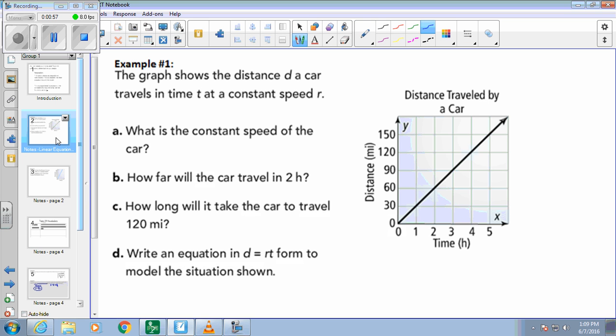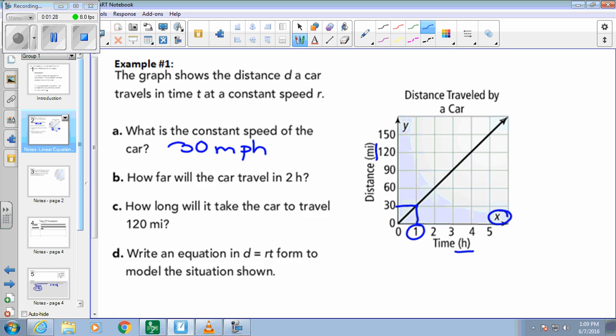So looking at the graph, the first question says, what is the constant speed of the car? So what I need to do is look on the x-axis where my quantity in time is going to be 1 hour. And where that is 1 hour, I match that up with the y value on the y-axis, and I see that it is 30. So that means I would go 30 miles in 1 hour. So 30 miles per hour.